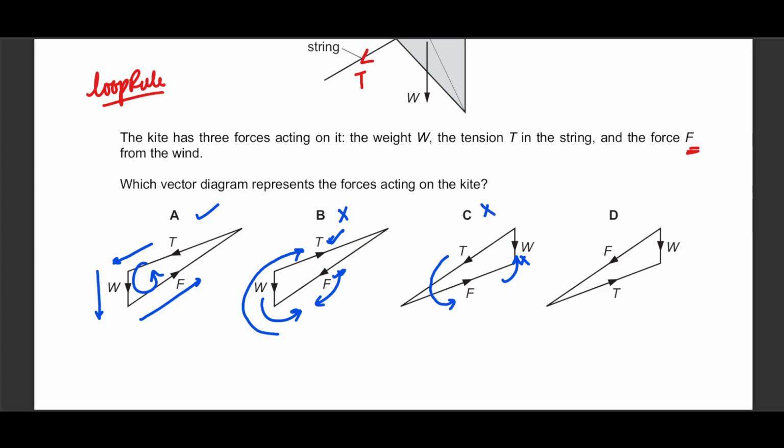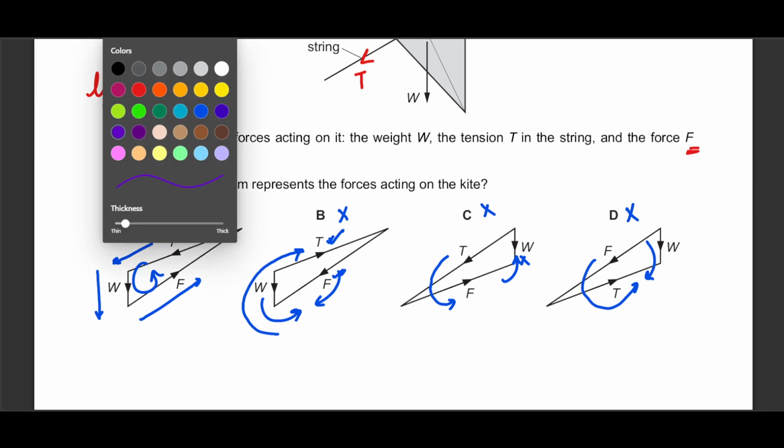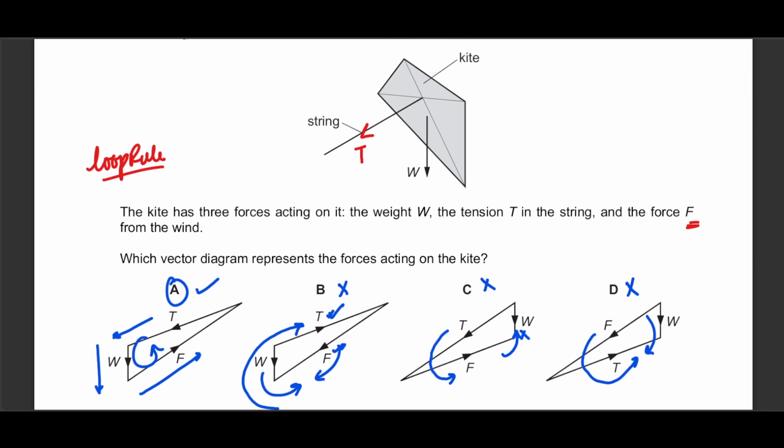Option D, again, loop rule fails with F and T following the same direction, but W does not. So D also fails. So my right answer is option A. But if you had to draw this diagram in terms of vector triangles, then simply use the head to tail method and you will get to the same answer.